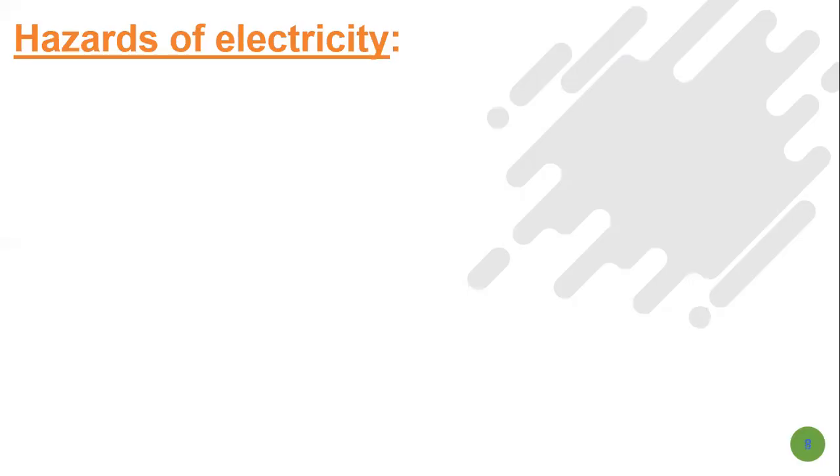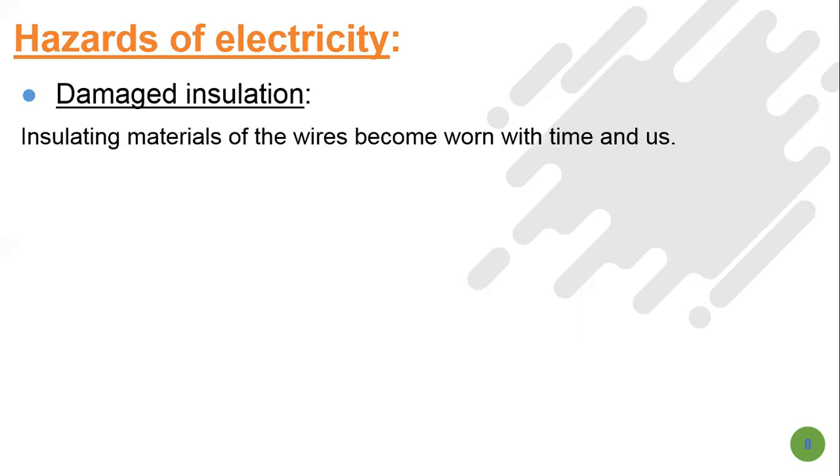Hazards of electricity. There are three hazards of electricity: damage insulation, overheating, and third is damp condition. Damaged insulation. From the name, you also understand damaged means broken, and insulation means covering, covering of insulator.